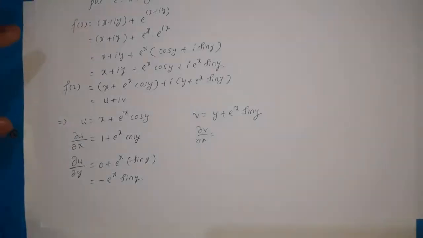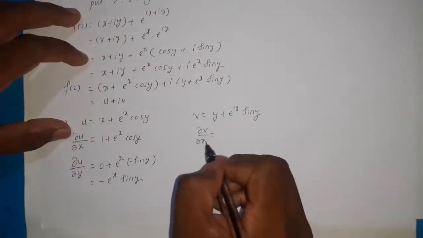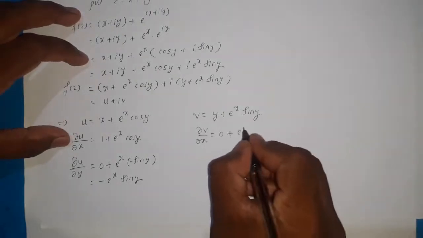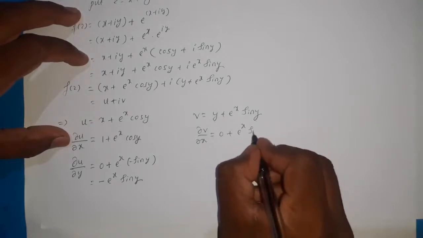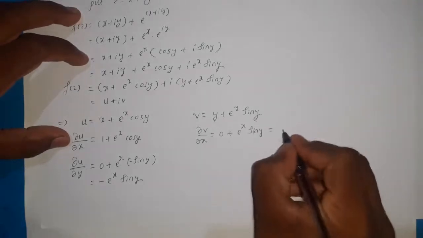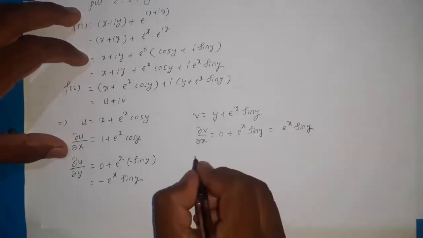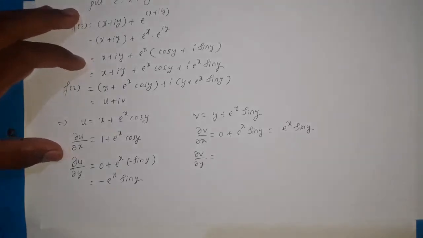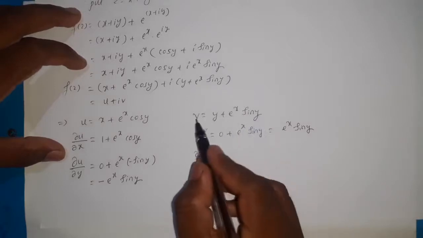So, dou v by dou x: y is constant with respect to x, so its derivative is 0 plus e power x, differentiation is e power x only, then sin y is constant. So, therefore, it is e power x sin y. And dou v by dou y: v is equal to y plus e power x sin y.